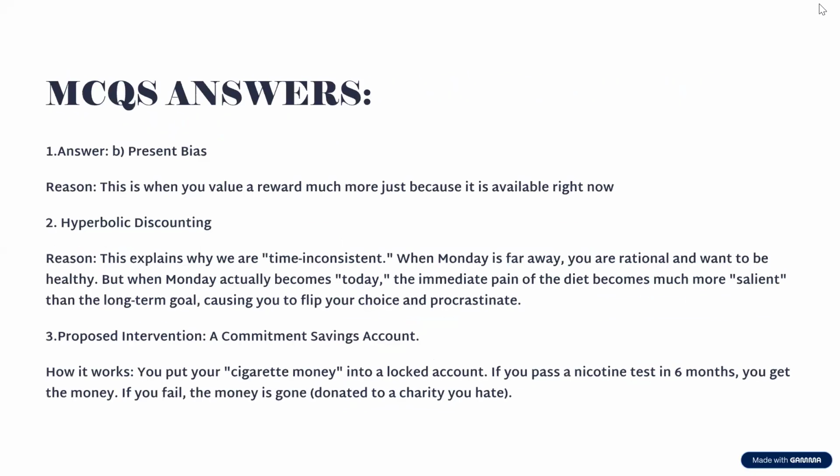For example, you put your cigarette money into a locked account. If you pass the nicotine test in 6 months, you get the money. But if you fail, the money is gone, donated to a charity you hate, or maybe given to someone you don't really like. So that's how you'll perform the activity: a commitment savings account.